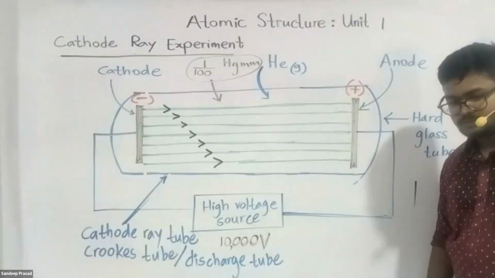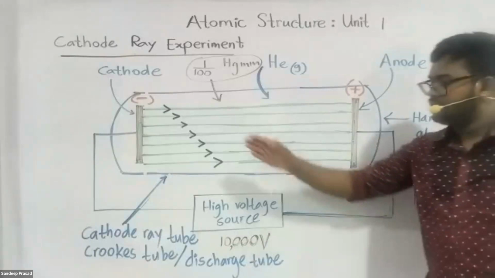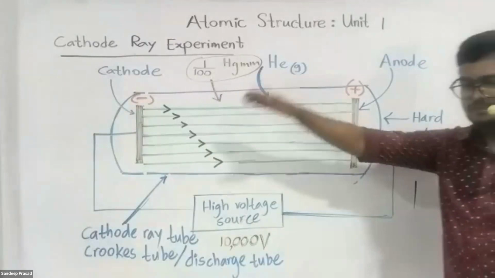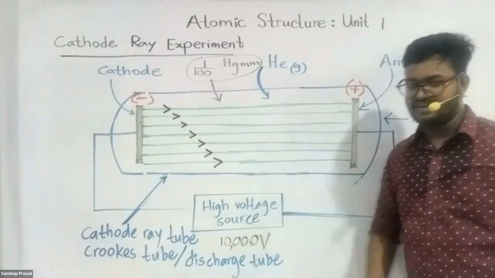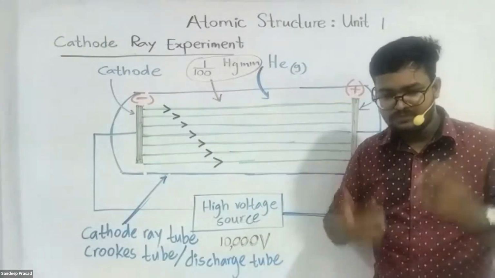Okay, right. So now you can see that some radiations are emitting from the cathode to the anode. From the cathode side to the anode, radiations are emitting. They saw these radiations in green color. Everyone was shocked. Can you understand? They didn't expect this kind of observation from this experiment.